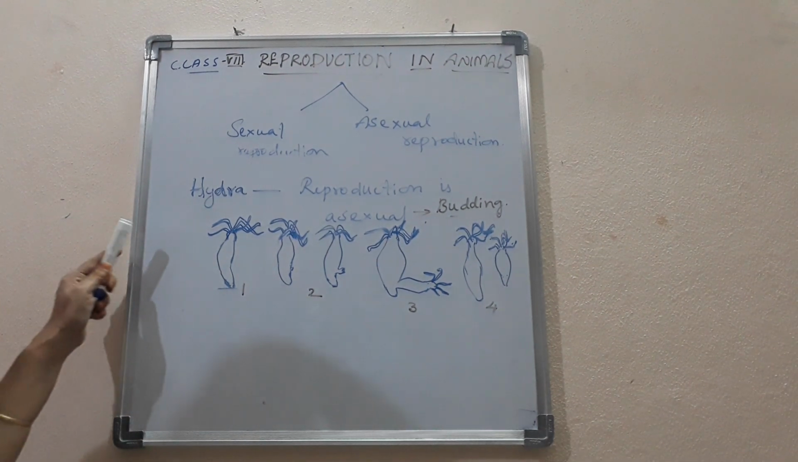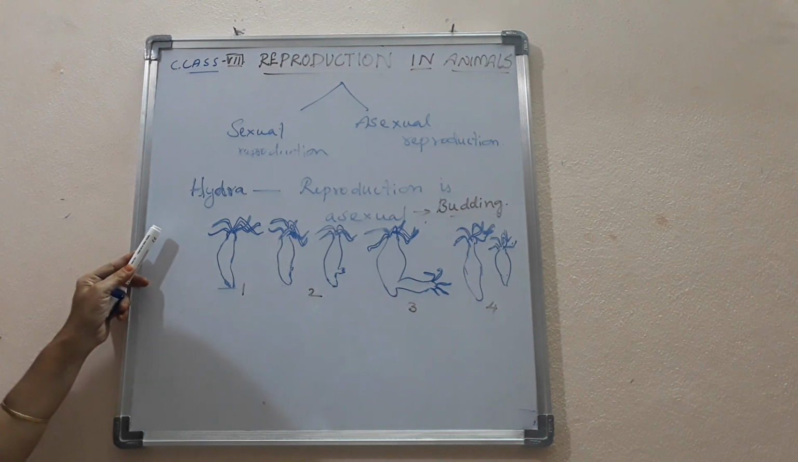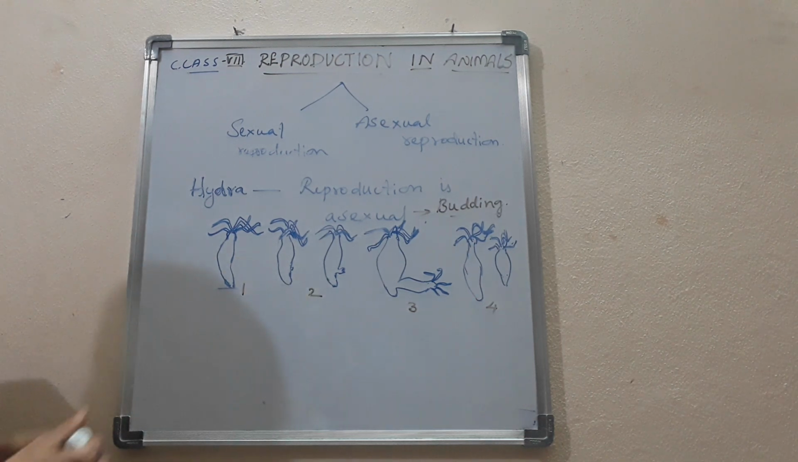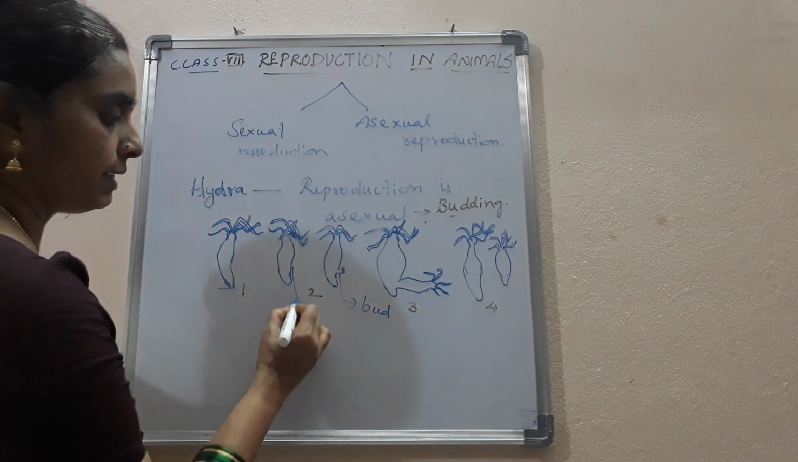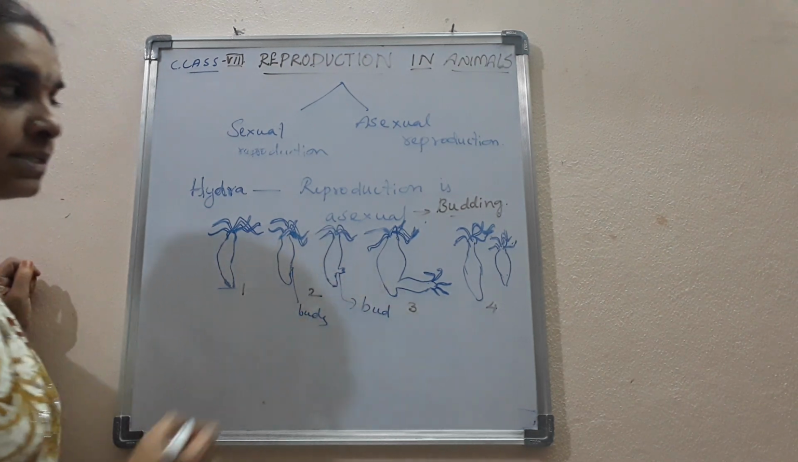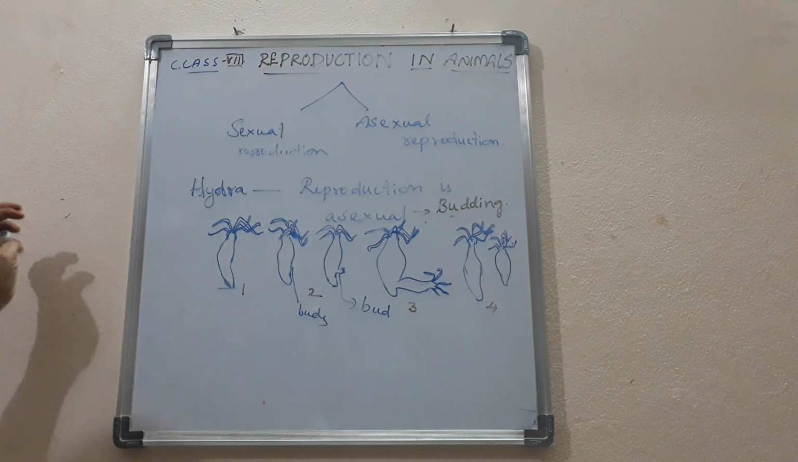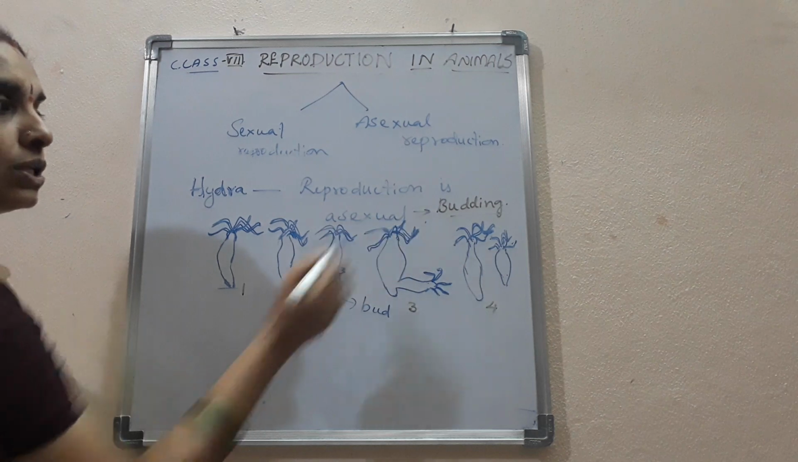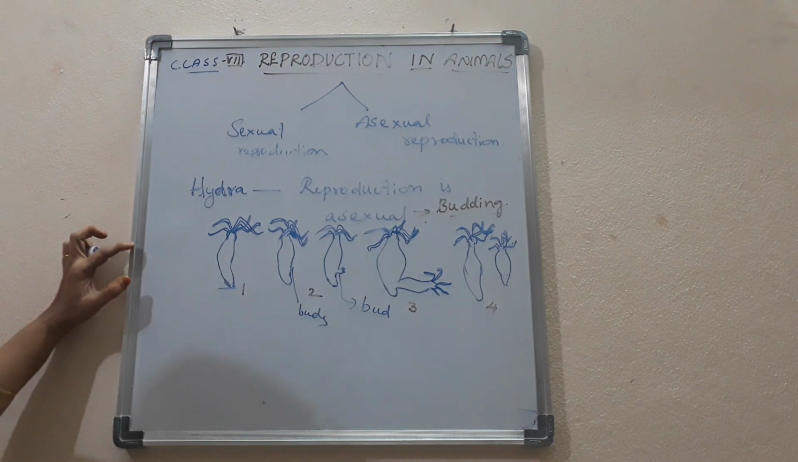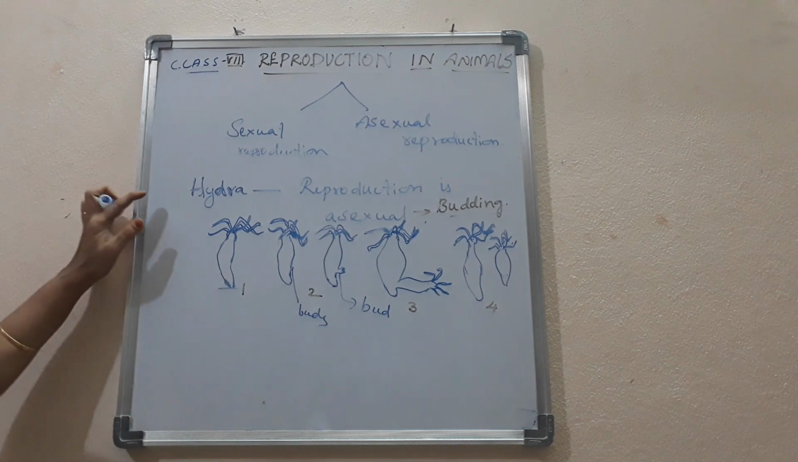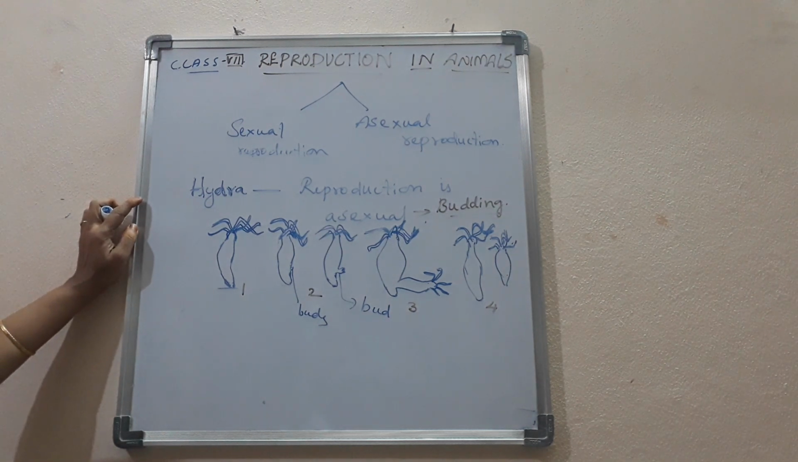So in hydra, a new individual develops from the buds. So what is this, children? It is a bud. A new individual develops from the buds, and this type of asexual reproduction is called budding. What is this type of asexual reproduction called, children? It is called budding. Now answer the questions given in your textbook, page number 56, children.